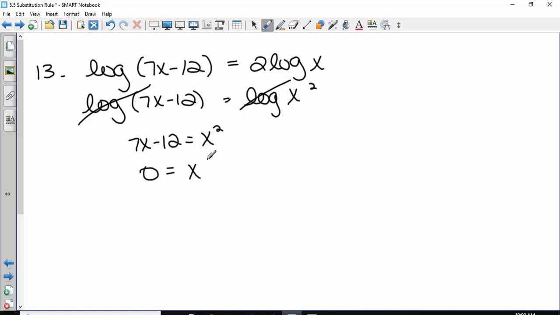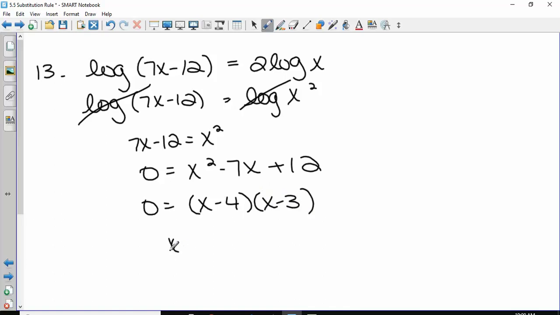So this is a quadratic. We need to set it equal to 0. So subtract 7x, add the 12. Negative 4 and negative 3. So x equals 3 and 4. So what do we have to do?